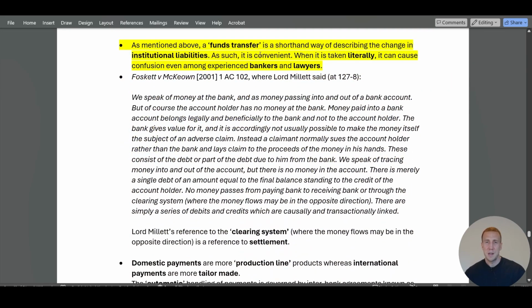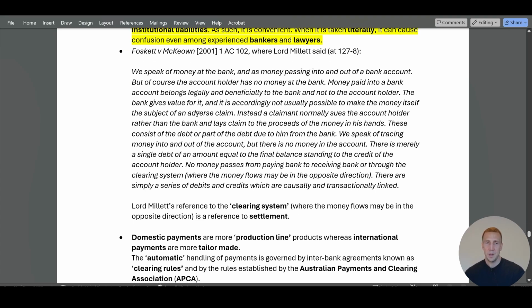As mentioned above, a funds transfer is a shorthand way of describing the change in institutional liabilities. As such, it is convenient. However, when it is taken literally, it can cause confusion even among experienced bankers and lawyers. In this case, Lord Millett said, we speak of money at the bank, and of money passing into and out of a bank account. But of course, the account holder has no money at the bank. Money paid into a bank account belongs legally and beneficially to the bank and not to the account holder.